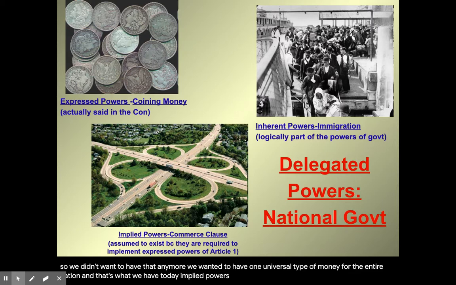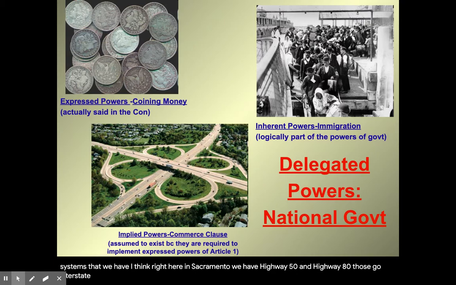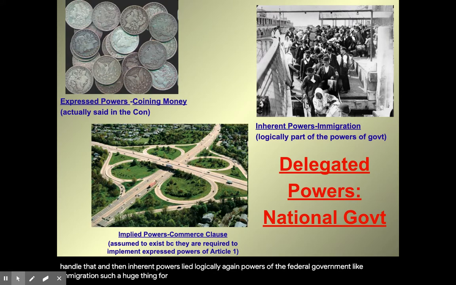Implied powers are assumed to exist because they are required to implement express powers of Article 1 of the Constitution. Implied powers would be like the Commerce Clause, the ability for the federal government to handle all the highways and freeway systems that we have. I think right here in Sacramento, we have Highway 50 and Highway 80. Those go interstate, so they go between different states. So it makes sense that the federal government would handle that. And then inherent powers, logically, again, powers of the federal government, like immigration, such a huge thing for states to be able to handle.